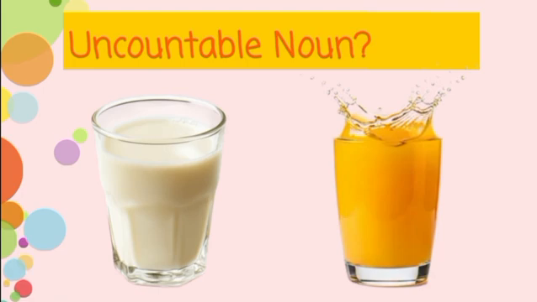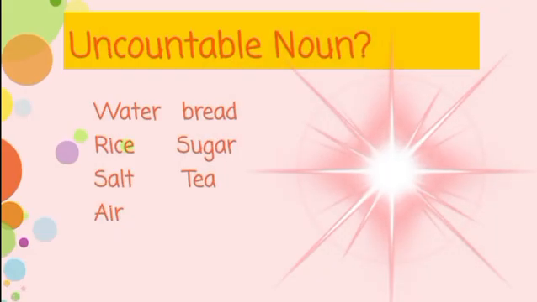Look here, we have milk and juice. We can't say one milk, two milks, three milks, four milks. Similarly, we cannot say one juice, two juices, three juices. That means we are unable to count them individually. They cannot be counted one by one. So, the substances, the things that cannot be counted, are called uncountable nouns.